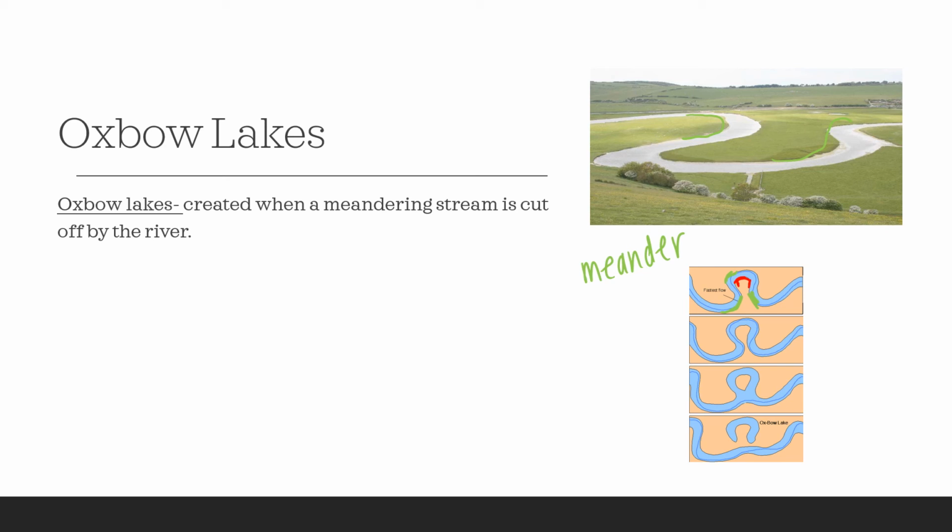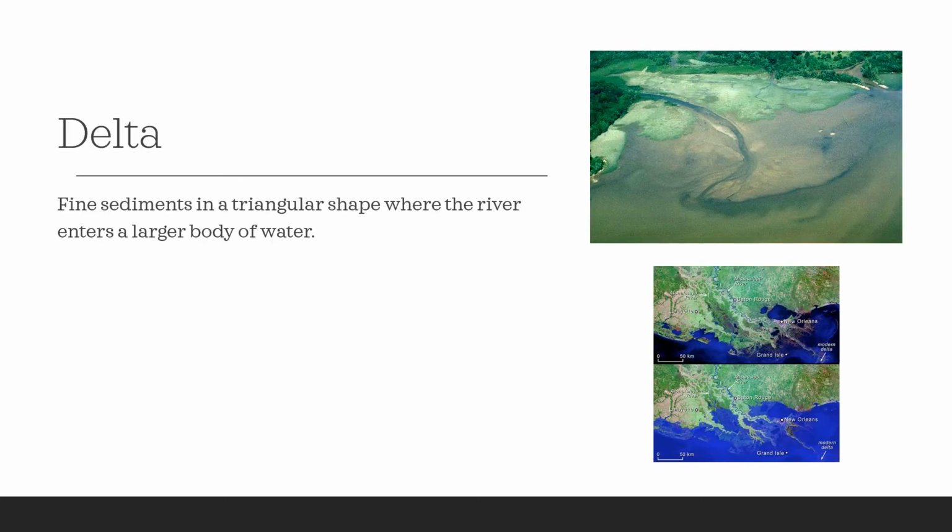And eventually, as these two pieces continue to be eroded, they'll be connected, and water flows the path of least resistance, so it's just going to continue flowing this way, and then have some deposition over time form here, which forms our oxbow lake. So a meandering part of the stream is actually cut off from the rest of the river by erosion and deposition.